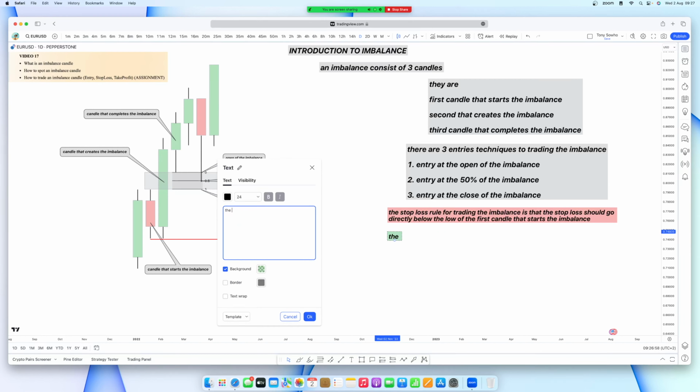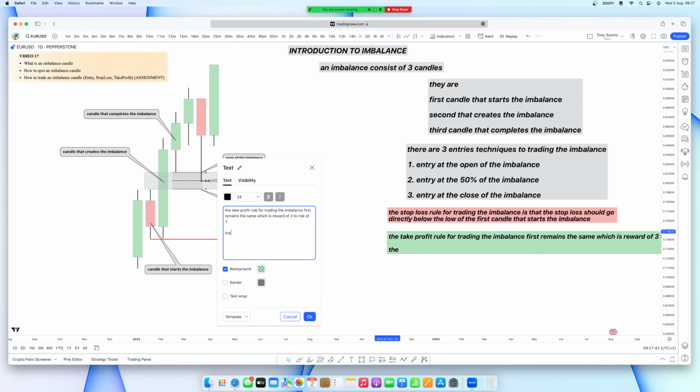Okay, so now the take profit rule for trading the imbalance remains the same. That's it. The take profit remains the same, which is a reward of 3 to risk of 1. So whatever you're risking, you want to make 3 times more than that.